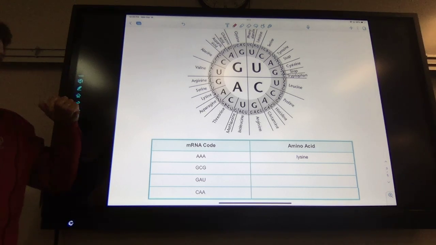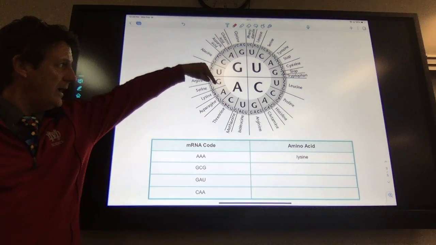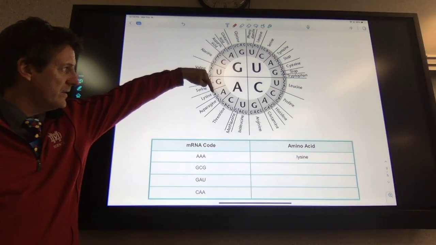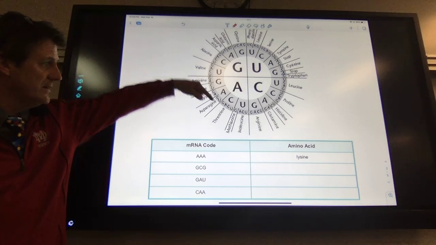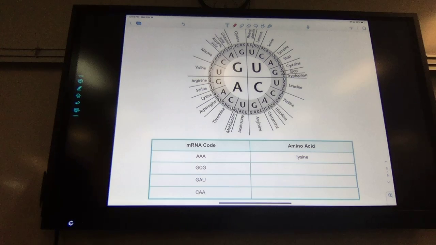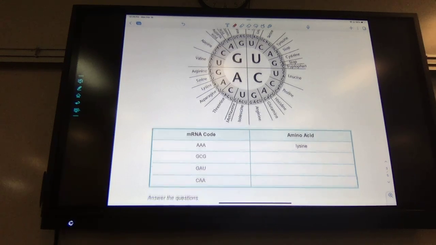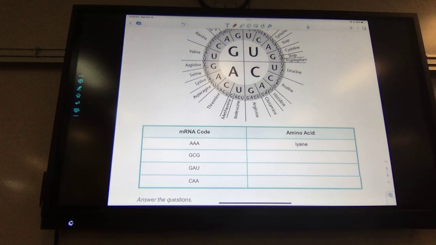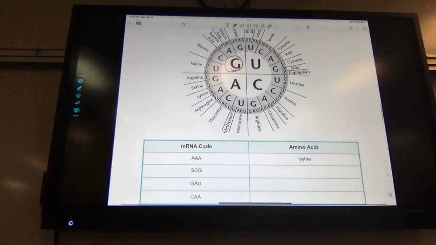So codons are 3 bases in a row. A is right there, A is right there, and A is right there. So it says that it's lysine. So the first one was done for you. This is the first base. This is the second base, and then the third base is the outer wheel. So GCG, you look at the inner G, and then the C, and then a G, and so it's alanine.